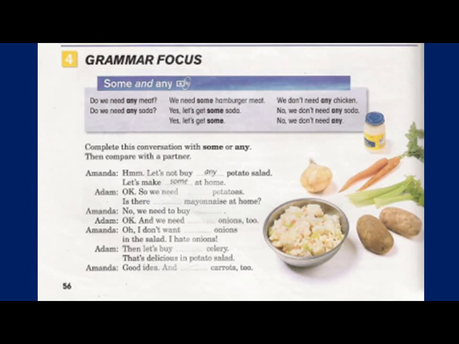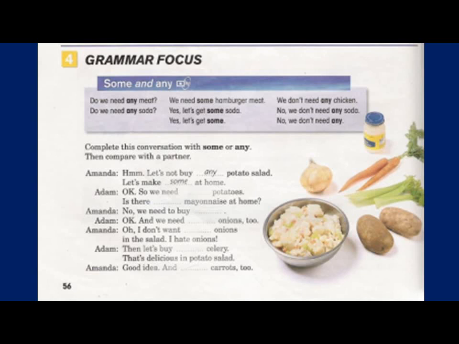No, we need to buy some. And we need to buy some onions. Whenever you see some, you know it's a plural word, and so you need a plural noun. Onions, plural with the S. I don't want any onions in the salad. I hate onions. So onions, all with the S, all plural.